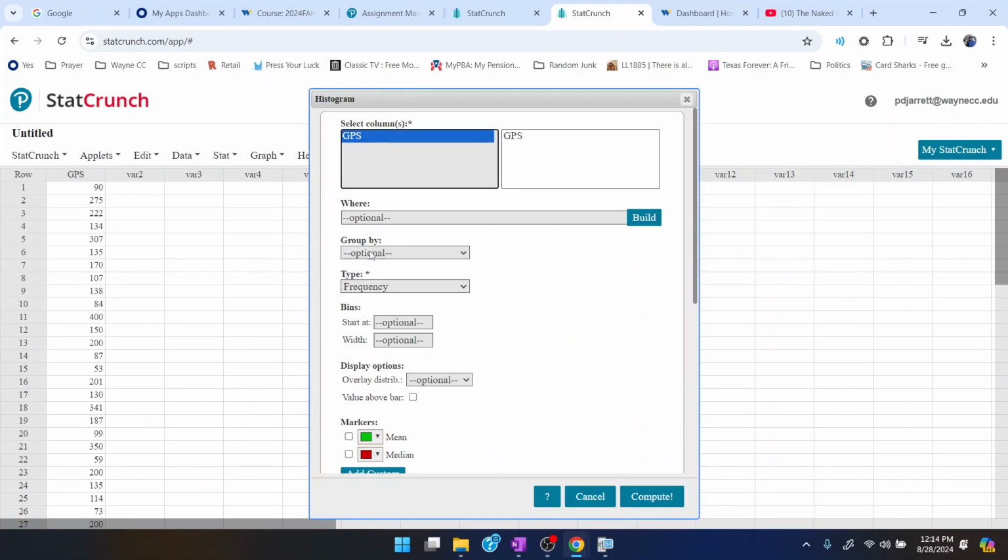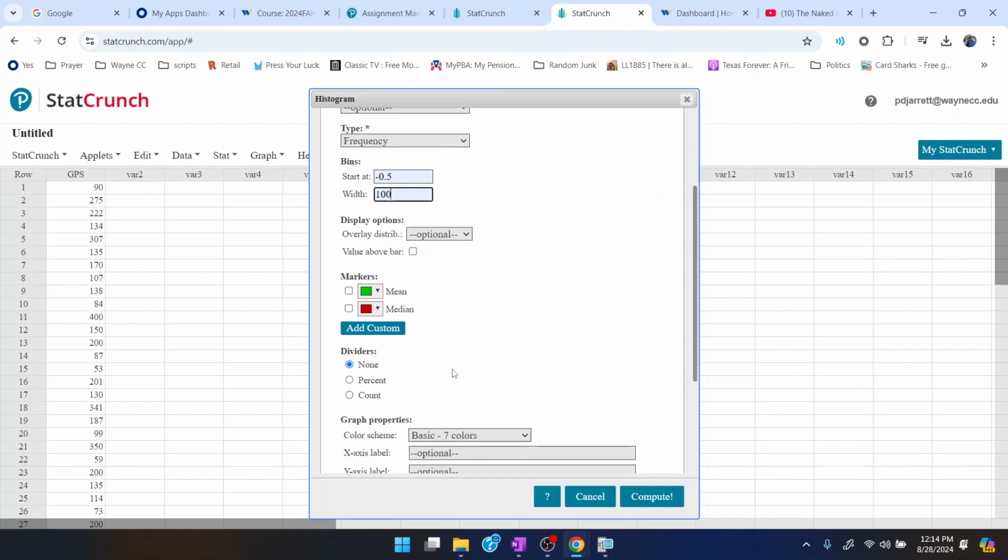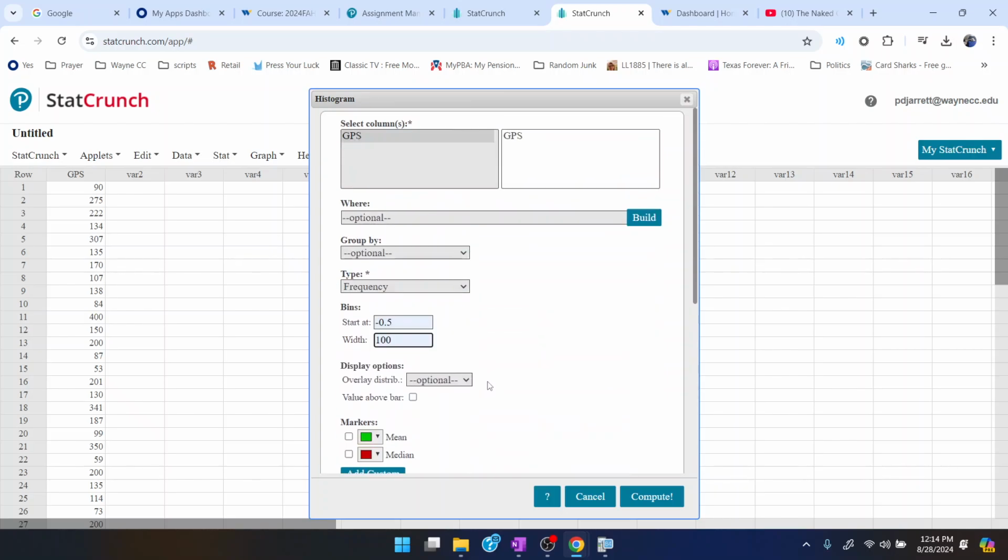Now, here's something cool. We can do frequency, and since we did straight up $100 ranges, what we can do is start this at negative 0.5 with a width of 100. Okay, is everyone with me so far? If someone is not with me, you can catch this on the video, but hopefully everyone is with me.